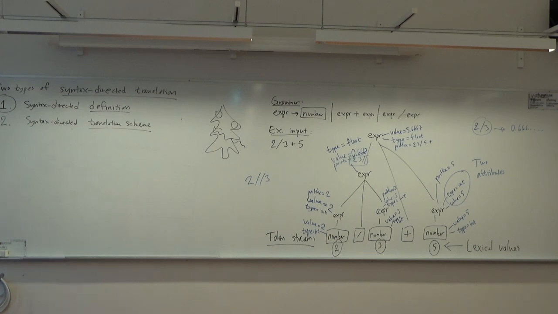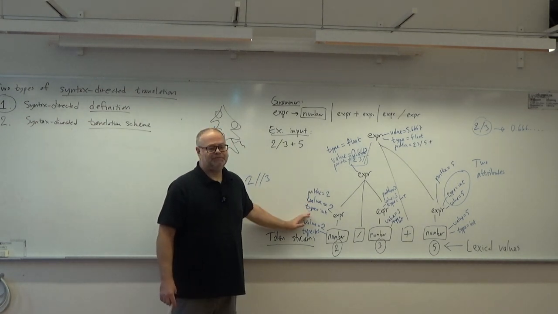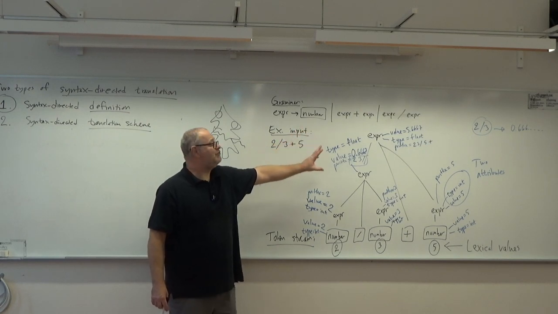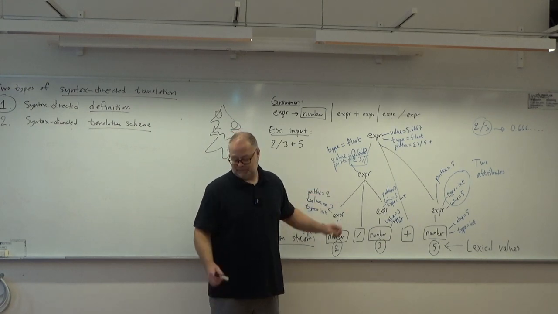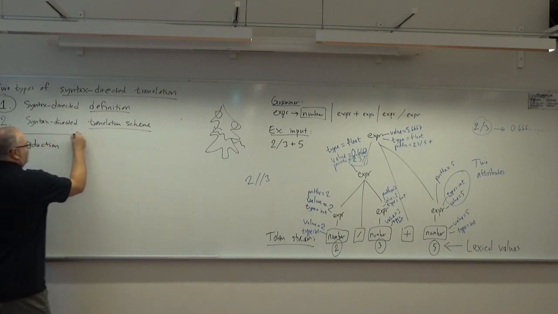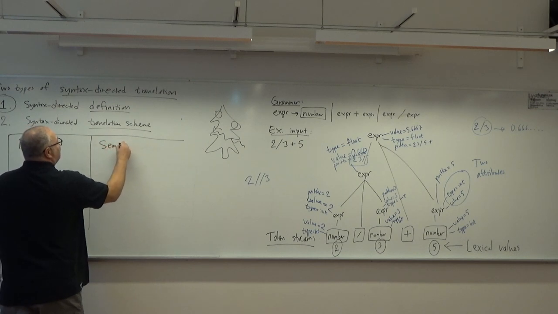So we start with the syntax-directed definition. As I said, the syntax-directed definition is about these attribute values. What you do is you make a sort of table with first the productions and then the rules you use to assign the values of these attributes. So here's my table. It says production here in one column, and then we have a rule. We call it the semantic rule.